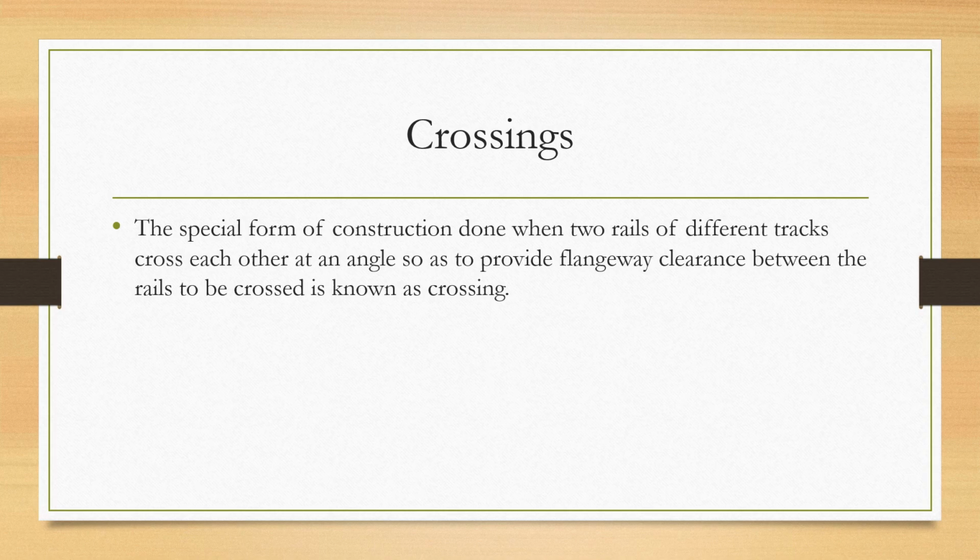Square crossing. The crossing which is formed when one track crosses another track of the same or different gauge at right angle is called square crossing. This type of crossing is avoided on main lines. It causes heavy wear due to impact of moving wheel loads.